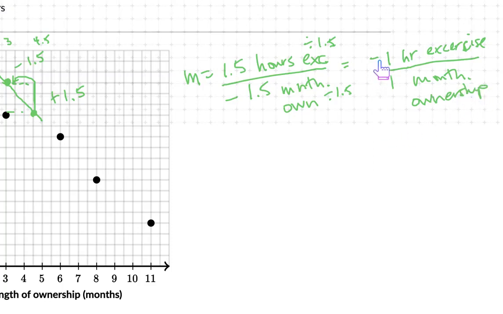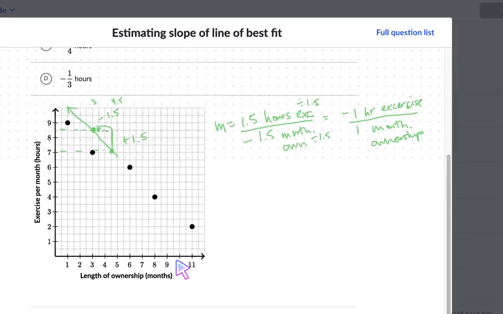So what this means is you use your exercising machine 1 hour less for each additional 1 month of ownership. So every month longer that you own it, you exercise 1 hour less per month. So it seems like according to this trend, after a year, you've pretty much forgotten about your machine. You're like, oh yeah, that thing over there. According to their study, the information they gathered.